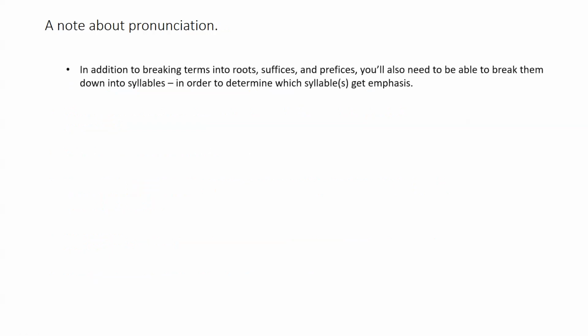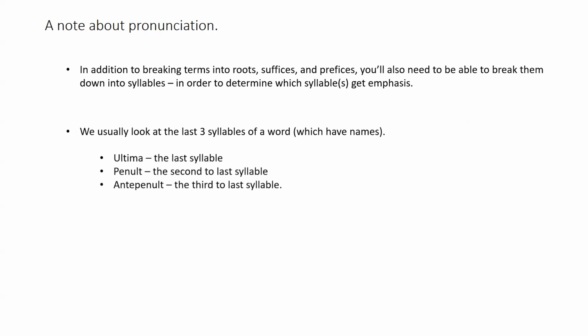So how do you pronounce these words? Really, the key here is getting the emphasis on the right syllable. In addition to breaking terms into the root, the suffix, and the prefix, you're going to need to break them into syllables. And these syllables get named. The very last syllable is the ultima. The second to last syllable is the penult. And the third to last syllable is the antepenult. And it's the antepenult that gets the emphasis. Almost always, not always, but almost always. And that's in American English.